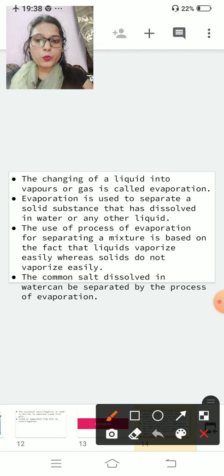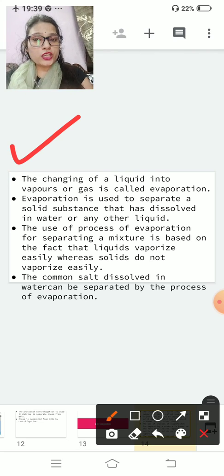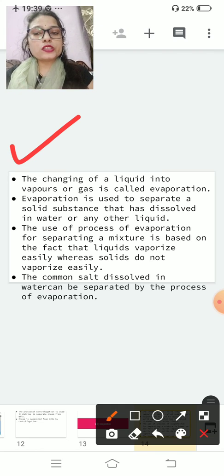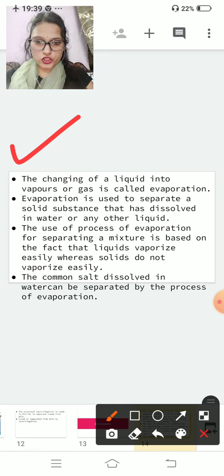So what is our first point? Our first point is the changing of a liquid into vapors or a gas is called evaporation. Clear? Evaporation is used to separate solid substance that has dissolved in water or any other liquid. In which condition will you use evaporation? When your solid substance dissolves in a liquid. If it does not dissolve, you use the separation method of filtration. If it dissolves, then you will use evaporation.